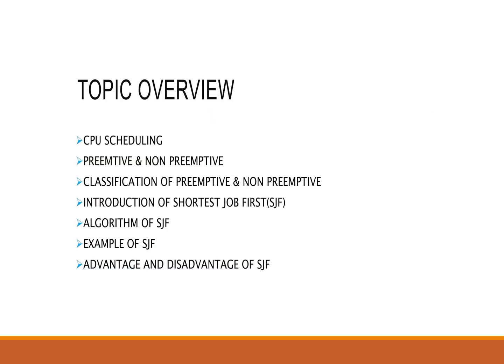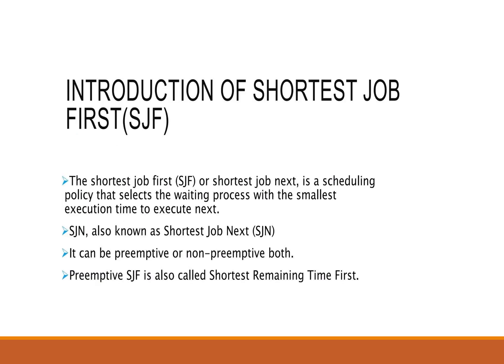Shortest job first, SJF, is a CPU scheduling algorithm that selects the process with the shortest burst time for execution next. It aims to minimize average waiting time, offering optimal performance in terms of this metric. However, SJF can lead to starvation for longer processes, as shorter ones keep getting prioritized.